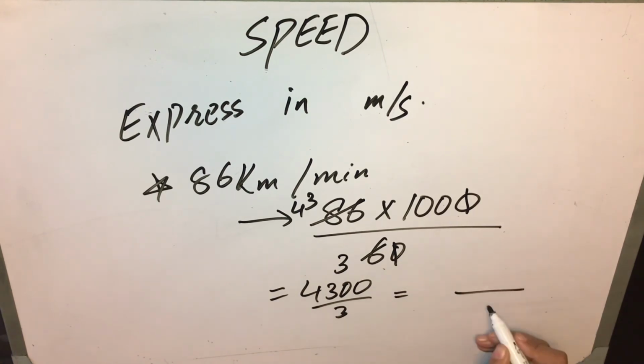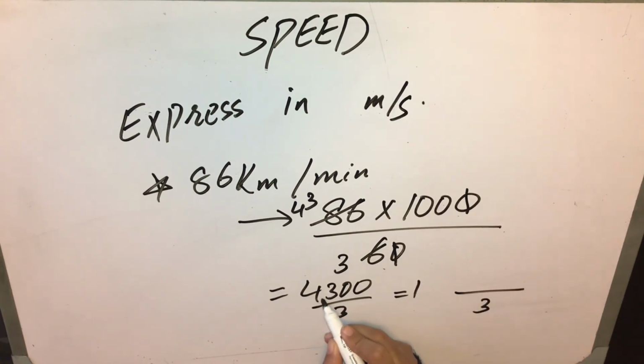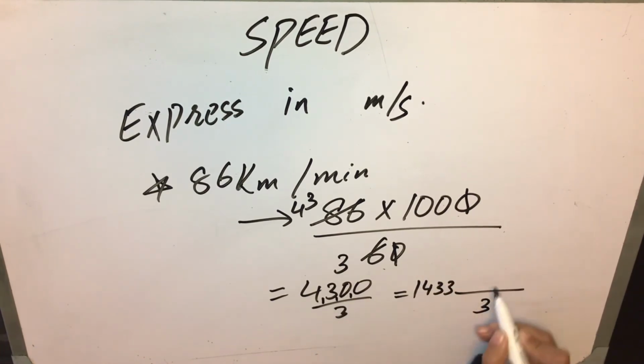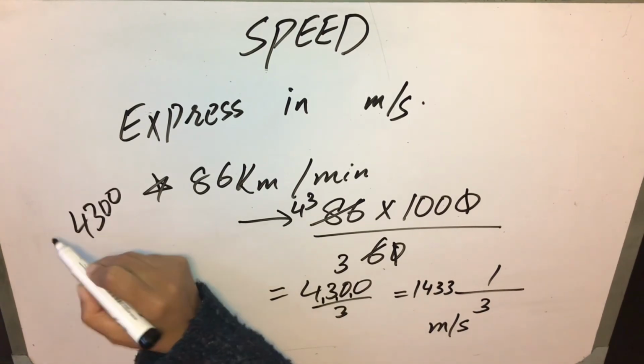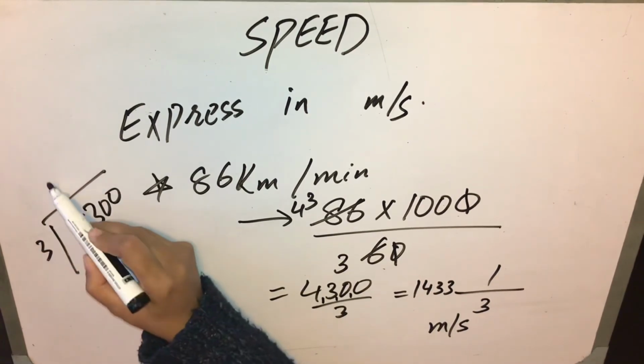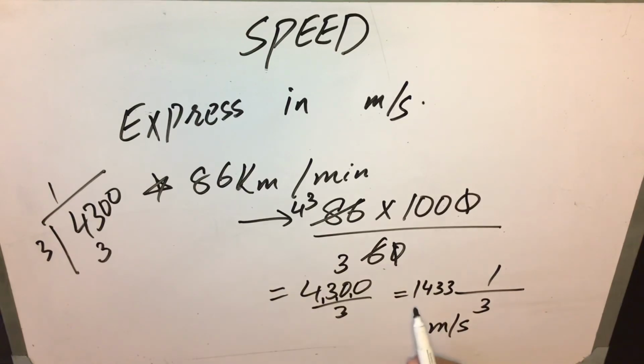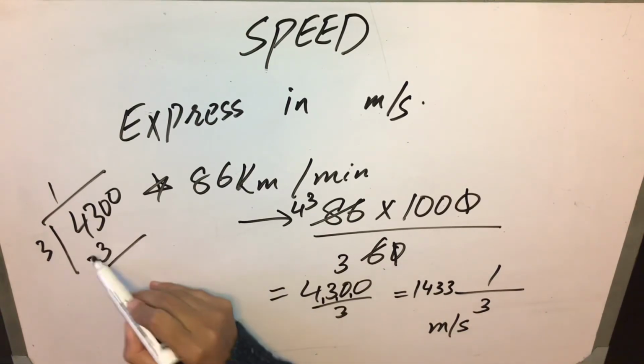When we convert this 4300 over 3 into a mixed number, 3 1s are 3, 13, 3 4s are 12, 10, 3 3s are 9, 10, 3 3s are 9, and 1. This is meter per second: 1433 whole 1 by 3 meter per second. How have I done this short division? I have taken this inside with 3 outside. 3 1s are 3.